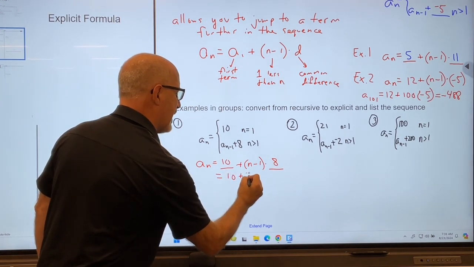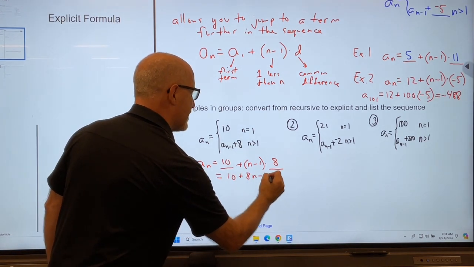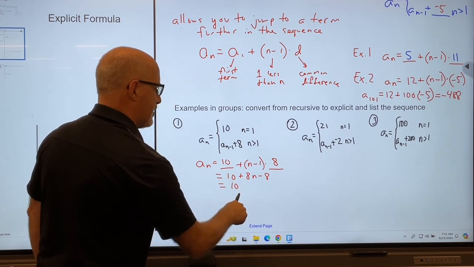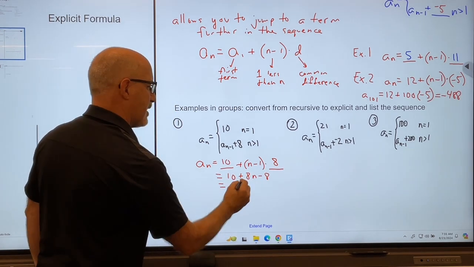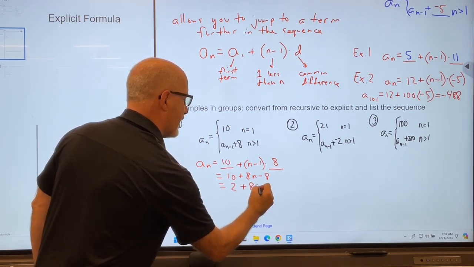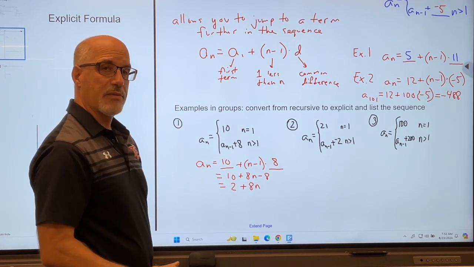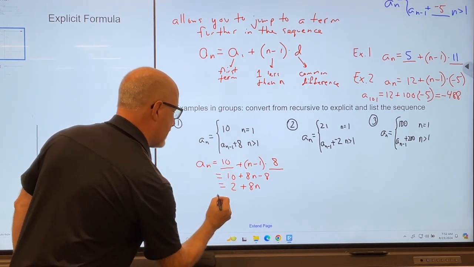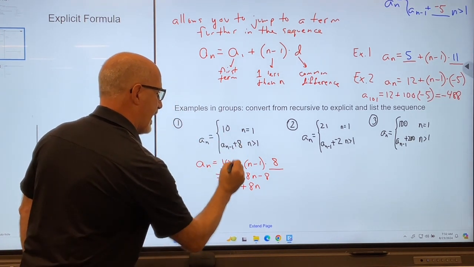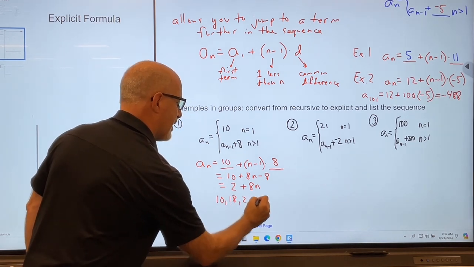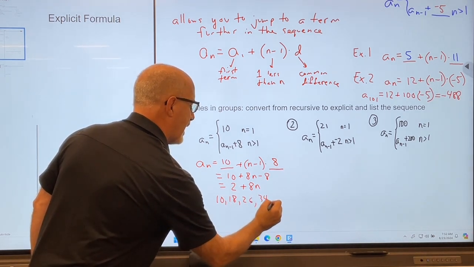And so let's go ahead and simplify this. 10 plus 8n minus 8. So a little bit simpler way to look at it is 10 minus 8 is going to give me positive 2 plus 8n. So there's my explicit formula simplified. And to list out the terms, it's going to be 10. Going to add 8, 18. Add another 8, you get 26. Add another 8, you get 34. And it goes from there.